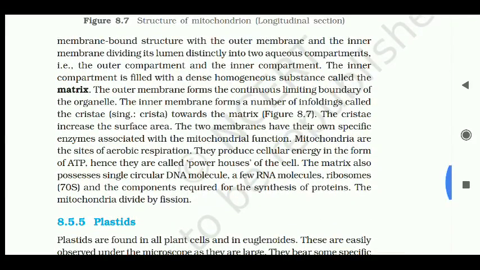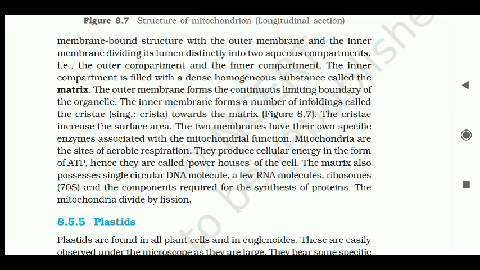membrane-bound structure with the outer membrane and an inner membrane, dividing its lumen distinctly into two aqueous compartments, that is, the outer compartment and the inner compartment. The inner compartment is filled with a dense homogeneous substance called the matrix. The outer membrane forms the continuous limiting boundary of the organelle. The inner membrane forms a number of infoldings called the cristae, singular crista, towards the matrix. Figure 8.7. The cristae increase the surface area.